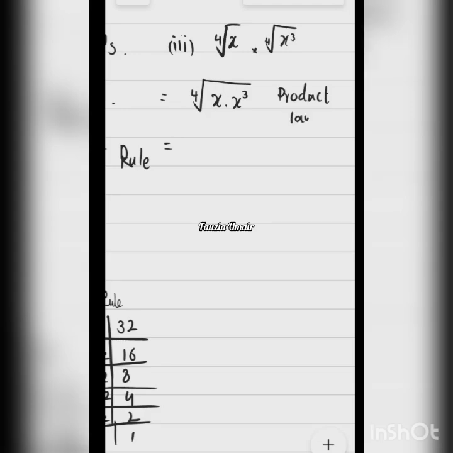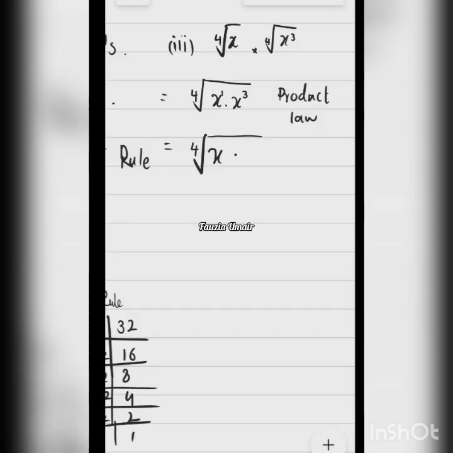So now tell me, what should I do? X to the power 1 multiplied with x cube. Which law or property is this? Can I combine them? X raised to power 1 multiplied with x raised to power 3. What should be the answer? X to the power 4.